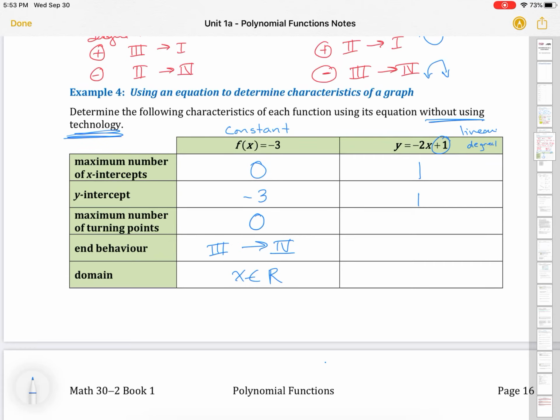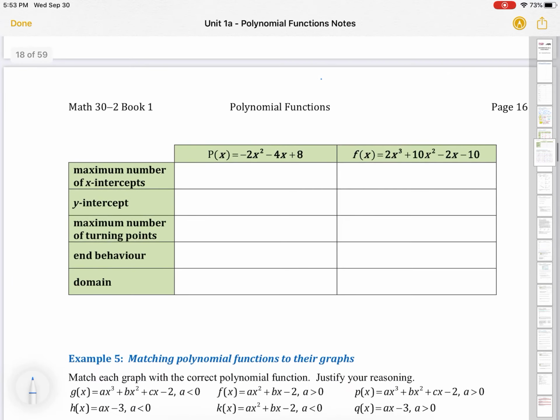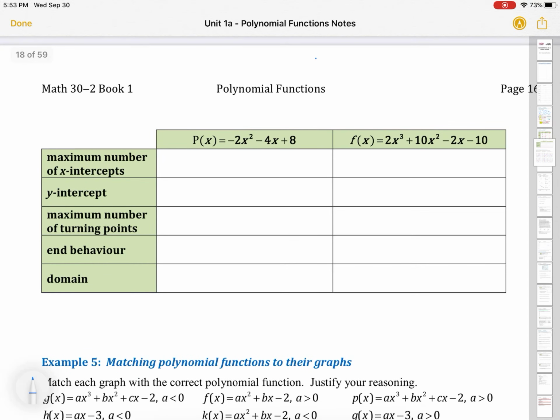Maximum number of turning points? Well, degree 1 doesn't have any turning points, so 0. It's a straight line. End behavior. Well, looking at our rules, the coefficient is negative, so it should go from 2 to 4. And then our domain, as always, x is in the set of real numbers. Okay, we can tell a lot.